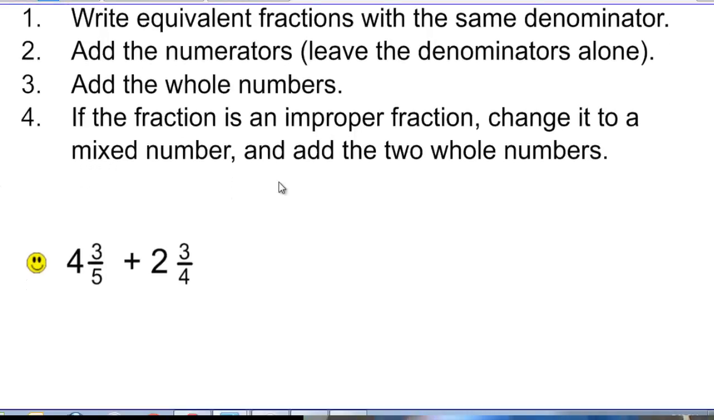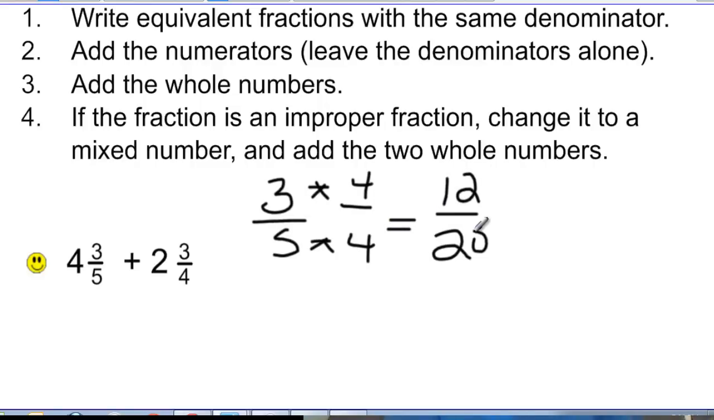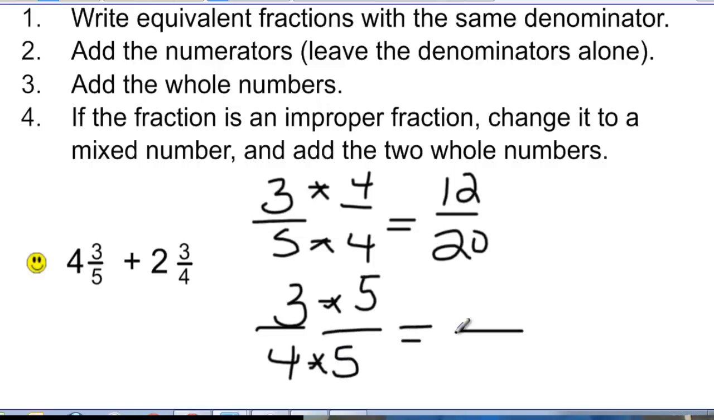So here, I am not going to change these to improper fractions. I'm going to leave the fraction part. So we would have 4 3/5, and again, I want to change this so that I have a common denominator. And again, I'm going to use 20 because I have 5 and 4. So 3/5, I would need to multiply 5 times 4 to get 20. So I also need to multiply the 3 times 4, and that will give me 12 twentieths. And then 3/4, I have to multiply both of these by 5, so that I'm going to get 20 in my denominator, and 3 times 5 is 15.